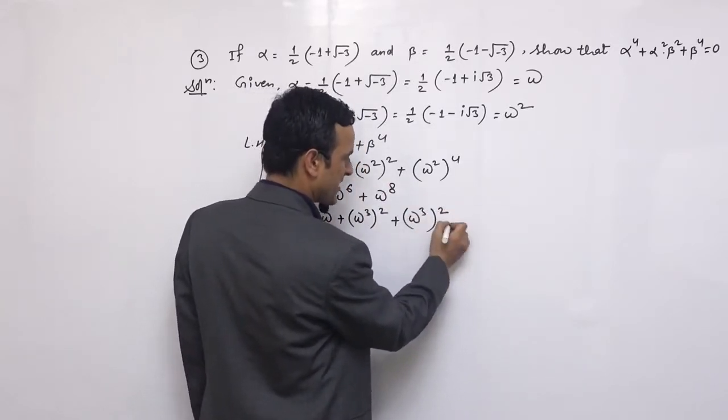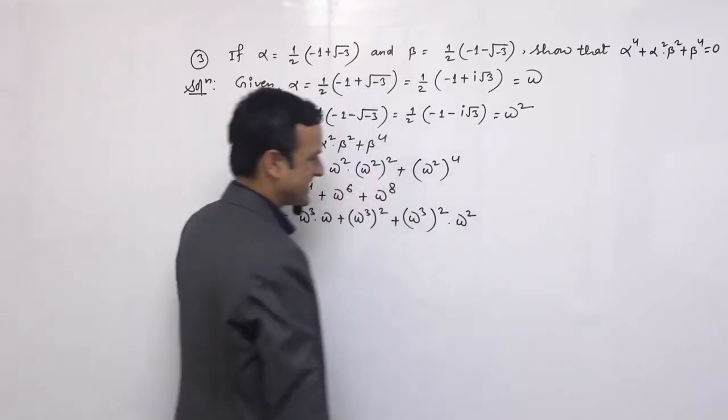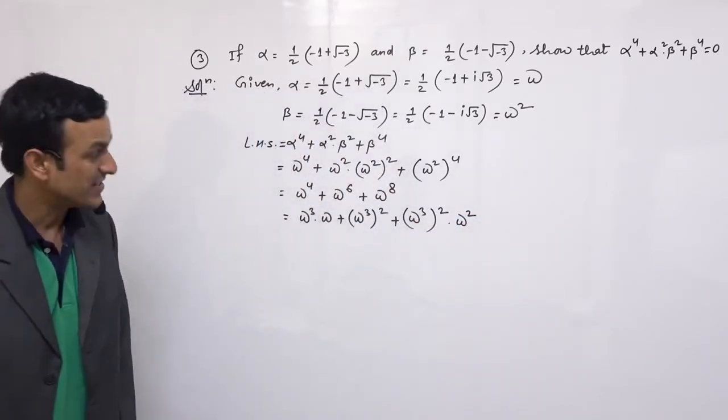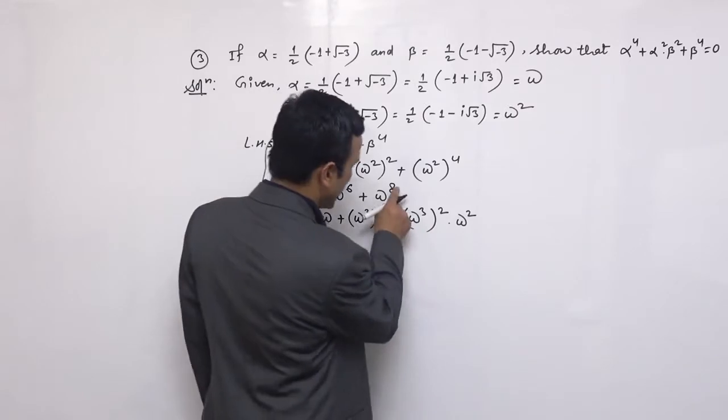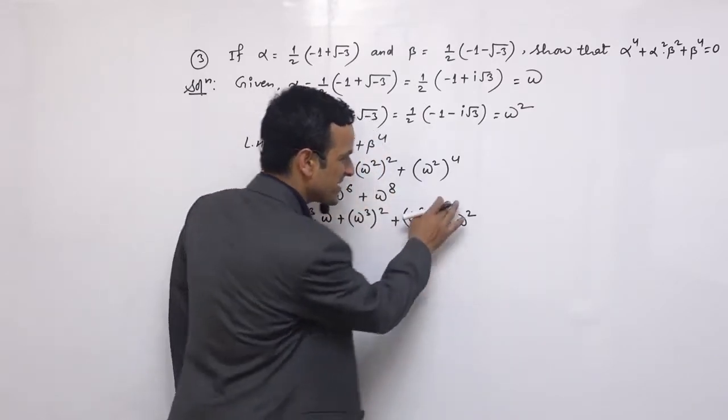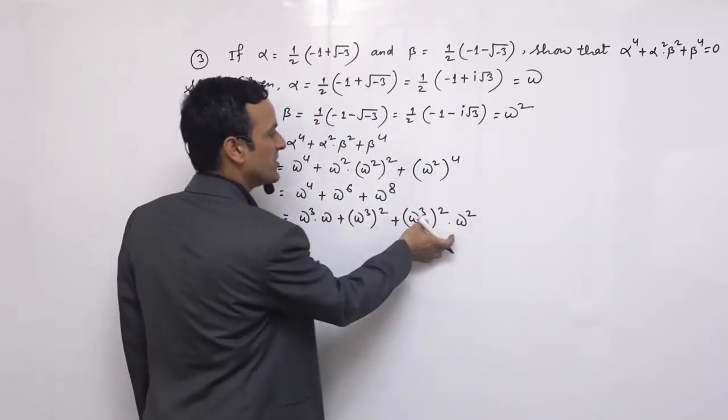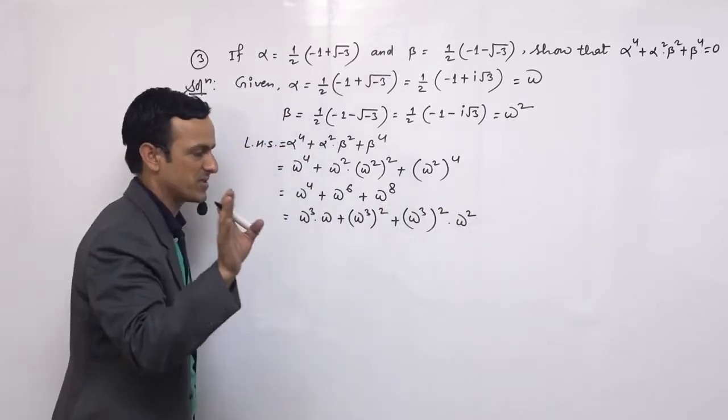3 2s are 6, and again omega square is left to make it 8. 8 भएको हुनाले 3 2s are 6. 6 plus 2 8 हुन्छ. So in this way we can arrange the powers.